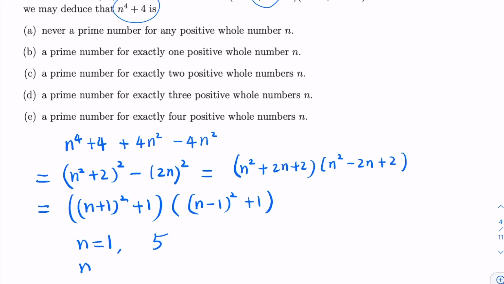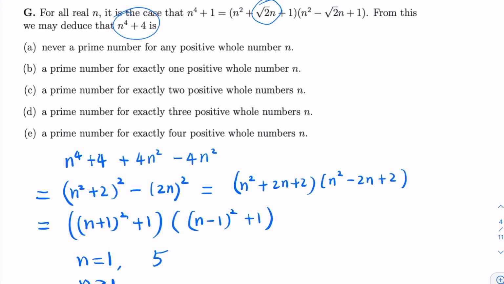Now, when n is greater than 1, notice that the first number is greater than 2. The second number is also greater than 2, right? Because when n equals 2, that's the case, and when n is bigger, this is bigger. So this is going to be composite. So this is almost always composite except for n equal to 1. So the answer here is a prime number for exactly one positive number. Okay, so that's here.